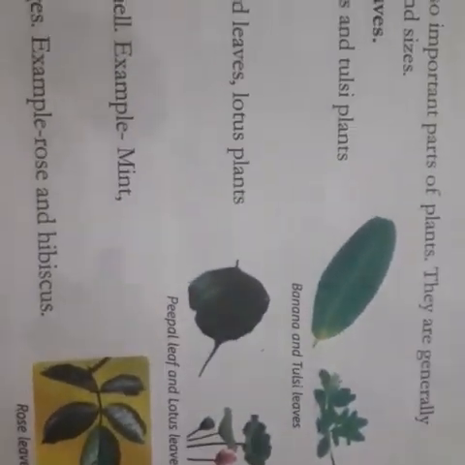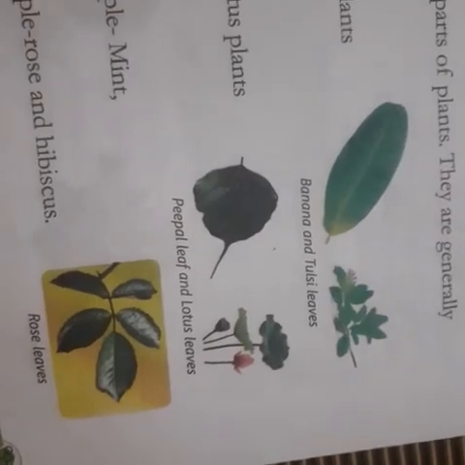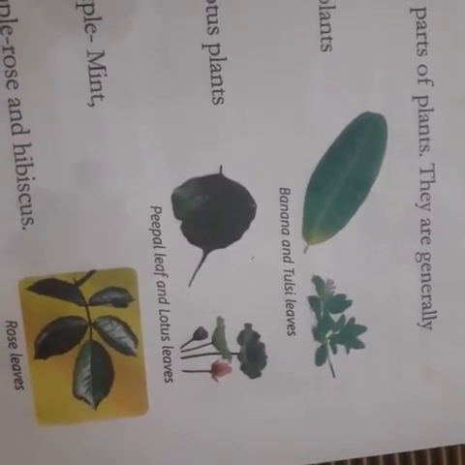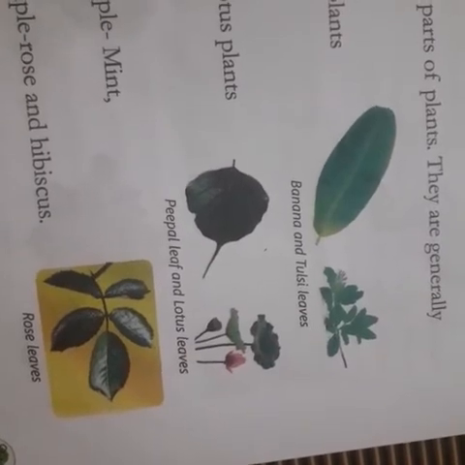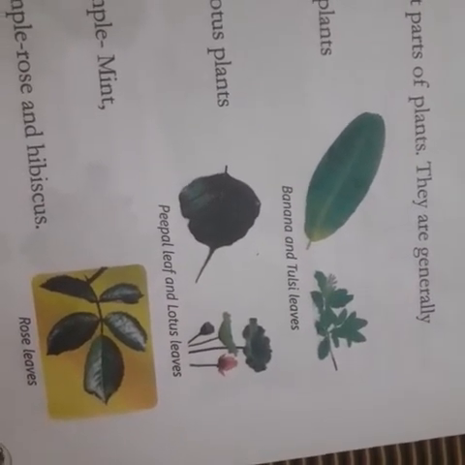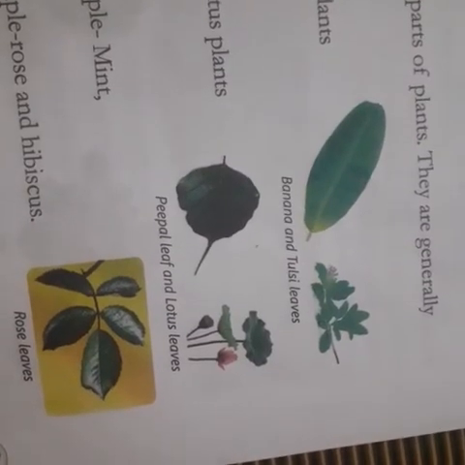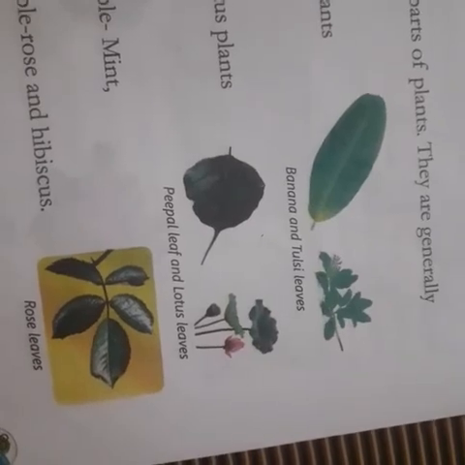Your next topic is the leaf. Here are the different types of leaves. A leaf is a flattened, usually broad and green structure coming out from a node on a stem, and a leaf always bears a bud in its axil. A plant bears a large number of leaves, and the leaves of different plants have different shapes and sizes.